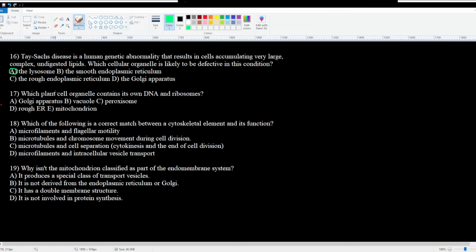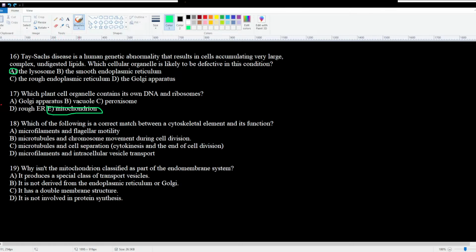So this is a bit of a trick question, because when you think plant cell organelle, you immediately think of organelles that are exclusive to the plant cell. Well, look at these. The only thing here that's going to contain its own DNA and ribosomes are the mitochondria.